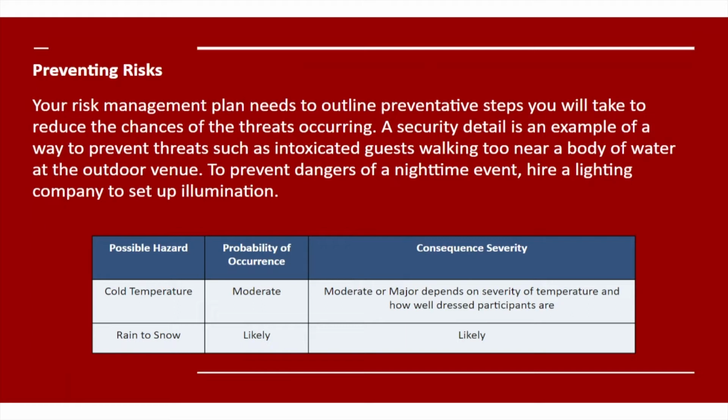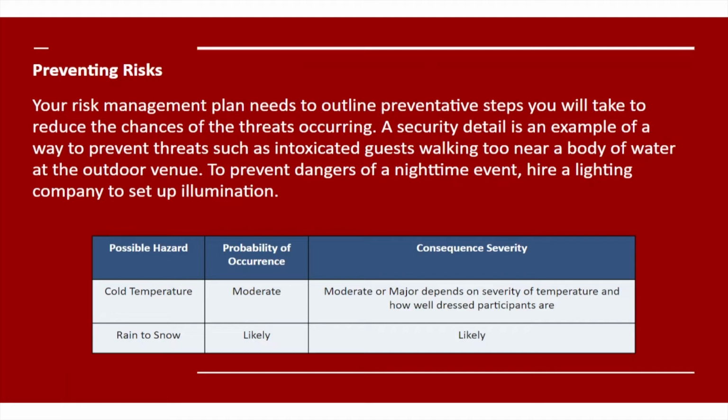Now, if we look at this example here, the possible hazard, the probability and the consequence, again, we're doing this mathematical calculation. Let's say cold temperature is the hazard. What is the probability of that occurring? Moderate. What are the consequences or severity if it does happen? Well, it depends on the severity of the temperature and how well dressed the participants are. So if you've got an outside venue, and it's going to be cold, we've got to tell people to make sure they dress warm. And what can we do in order to mitigate it?